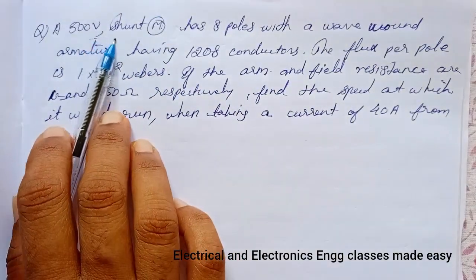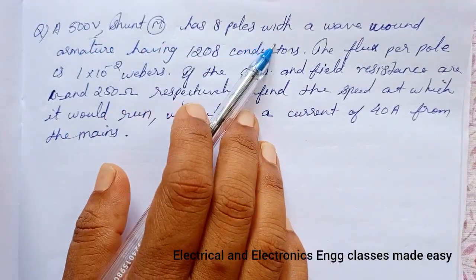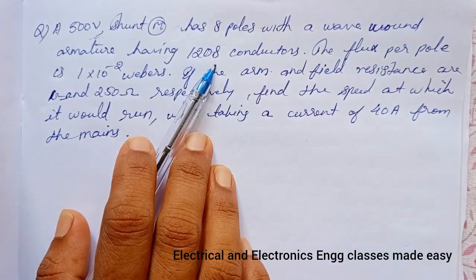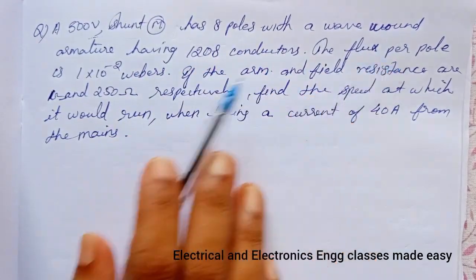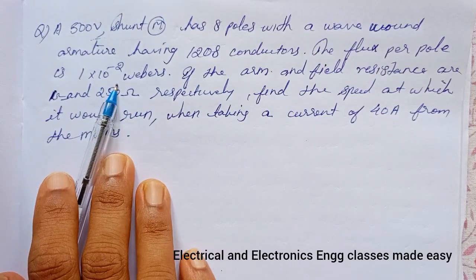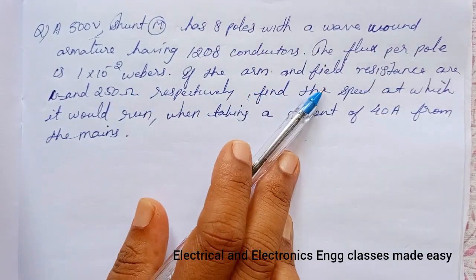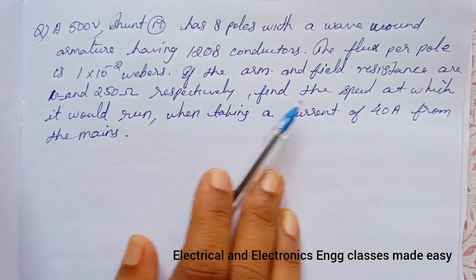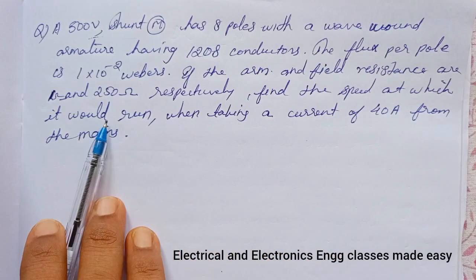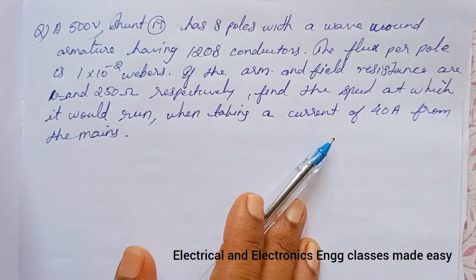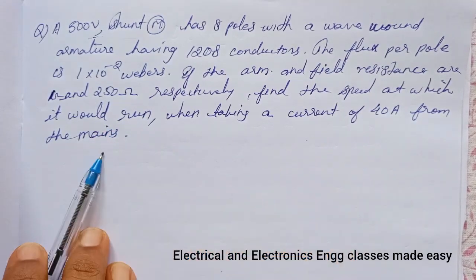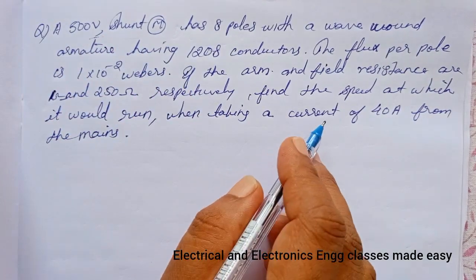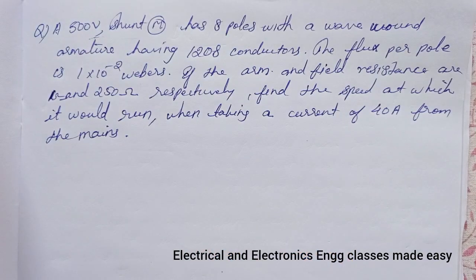A 500 volt shunt motor has 8 poles with a wave wound armature having 1208 conductors. The flux per pole is 1 into 10 raised to minus 2 webers. If the armature and field resistance are 1 ohm and 250 ohm respectively, find the speed at which it would run when taking a current of 40 amperes from the mains. So first of all, draw the diagram of shunt motor.